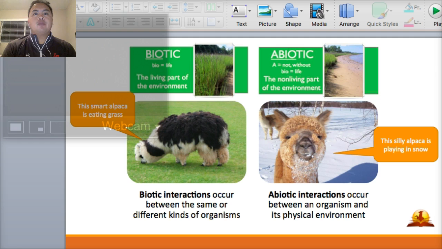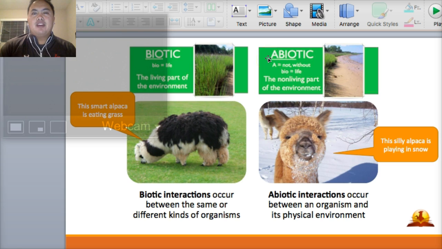One of them is the difference between what they call biotic and abiotic. The prefix bio means life. So if we're talking about a biotic component or a biotic interaction, anything biotic, that means it's a living part of the environment. Just so that you know, the company that we get these PowerPoints from has the alpaca as their mascot, so a lot of examples that you'll see in this PowerPoint and other things always use alpacas. For example, biotic interactions occur between the same or different kinds of organisms, like this alpaca.